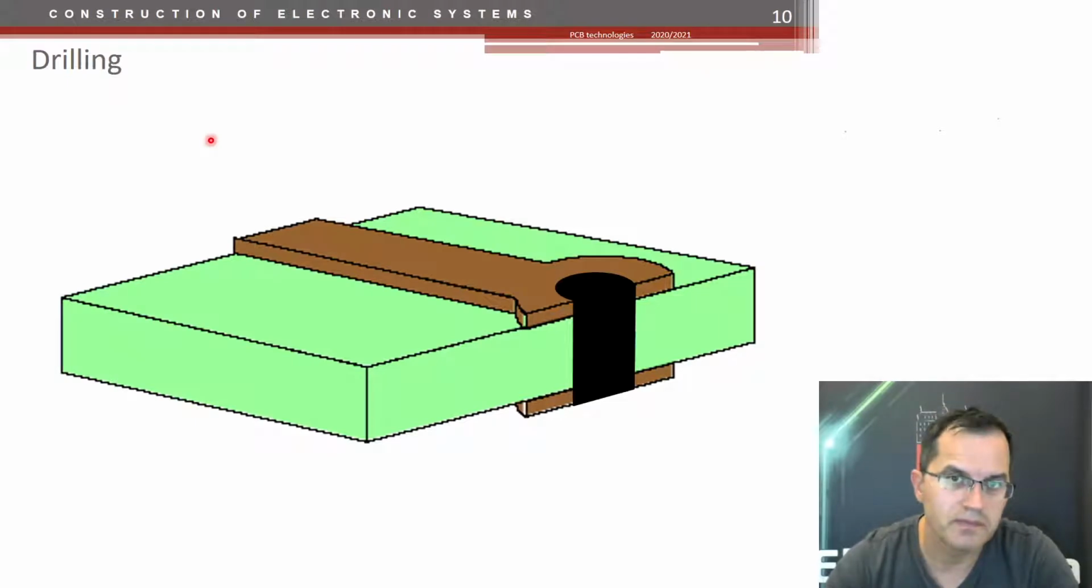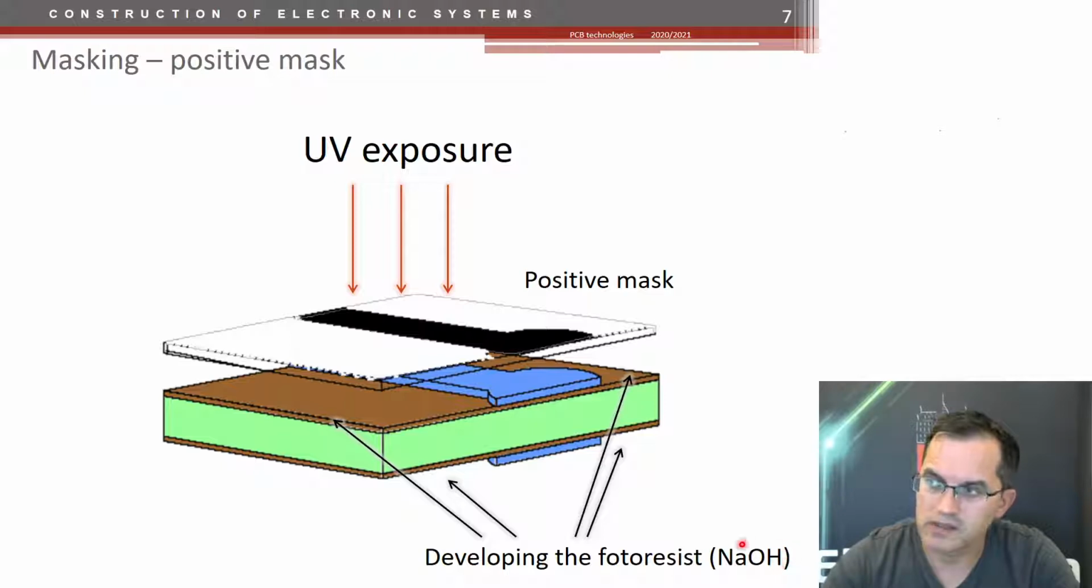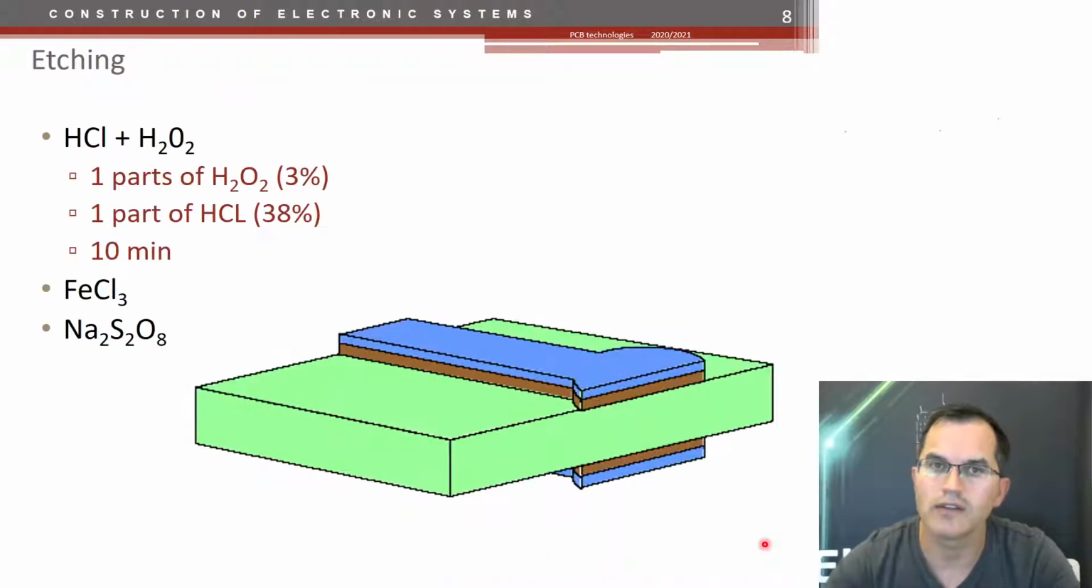So that's it. You can do it at home if you have the chemicals, and all these chemicals can be bought easily. Sodium hydroxide is also used for developing the photoresist. I forgot to mention that. So you have to buy sodium hydroxide, the hydrochloric acid and hydrogen peroxide. You can buy all that in any market that sells home domestic use chemicals.